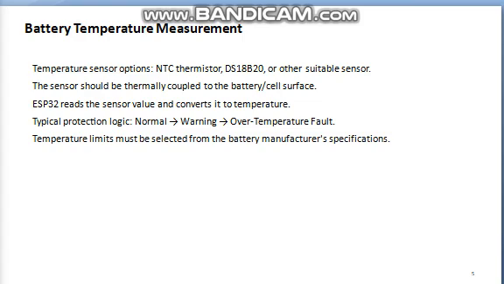The ESP32 reads the sensor, that is the DS18B20 sensor, and it will display the temperature. If the temperature exceeds the predefined value, the system can generate an alarm indicating that there is a temperature related fault. So temperature limits for any type of battery you should select from the battery manufacturer specifications.